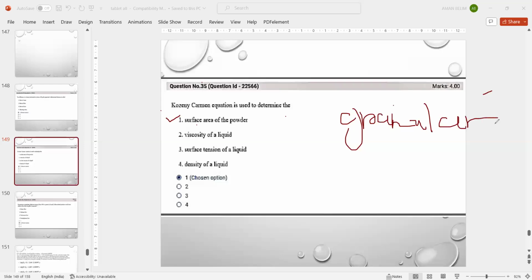Very important questions, which I am asking you. These are very important concepts about the measurement of surface area and measurement of density: the helium pycnometer, that is for the true density by the gas displacement method, and the mercury displacement method for the granular density measurement.